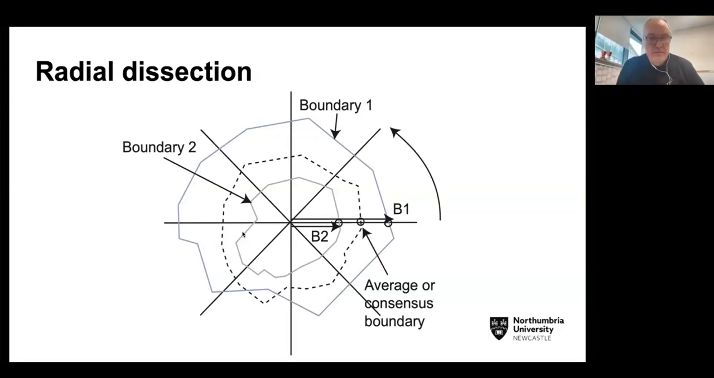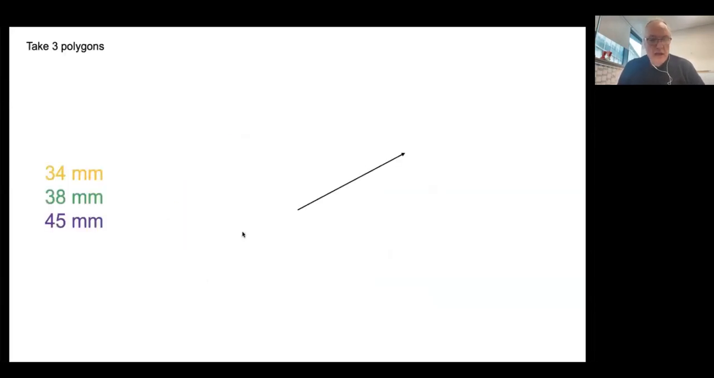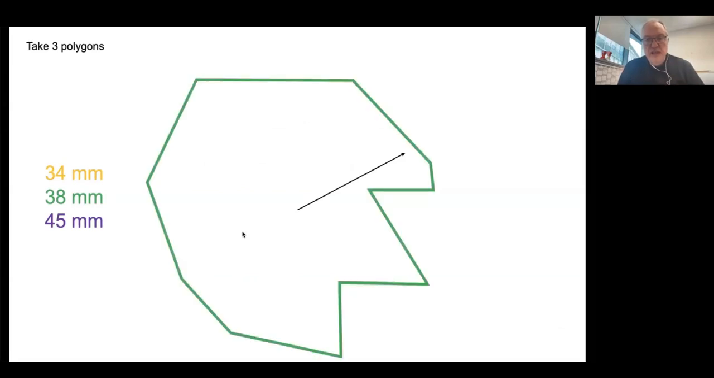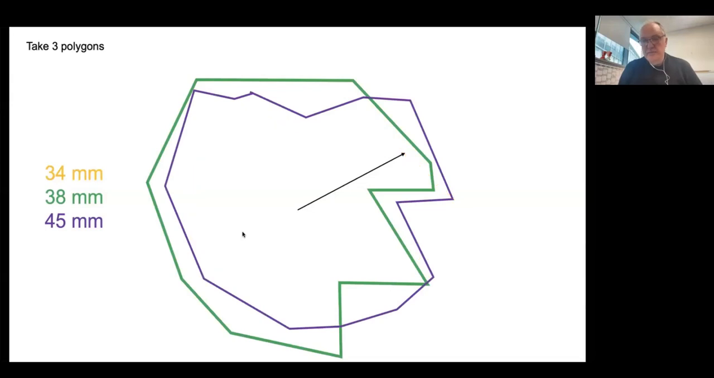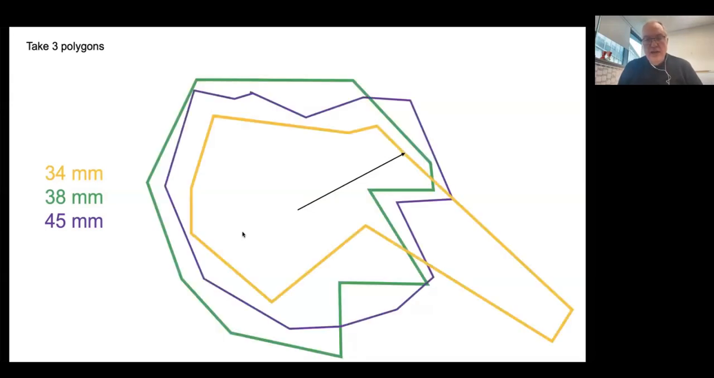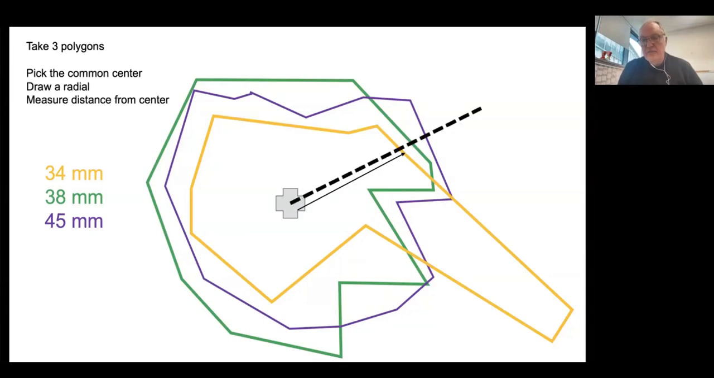So my first method is called the radial dissection method. What you do is you begin by picking a point that's in all of the polygons. So we pick a point in the middle of all these polygons, and then we draw a line. Pick a common center, draw a radial. Oh, there you go, there's the radial. It doesn't matter which direction it goes in. Often you just start off horizontally or vertically, whatever.